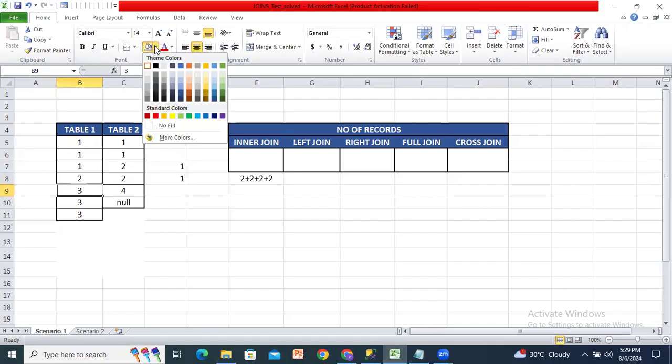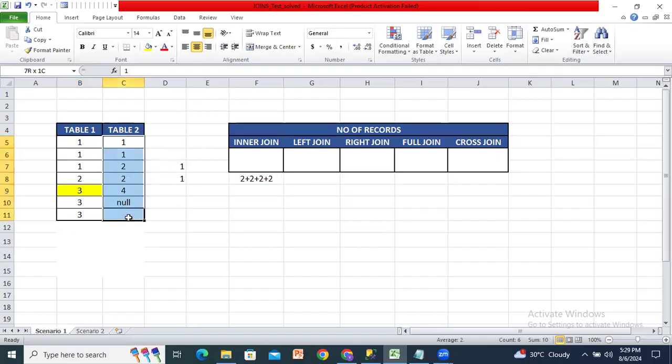Similarly, we'll go with another row. The fifth row value is 3. So is this 3 matching to any other value in table 2? In this part, no value is matching. So we'll remove all of these ones. Okay, so there is no matching record. Similarly, all threes have no match in table 2. Then the matching records we have are 4 plus 2, 4, 2. So the total inner join has 8 records.